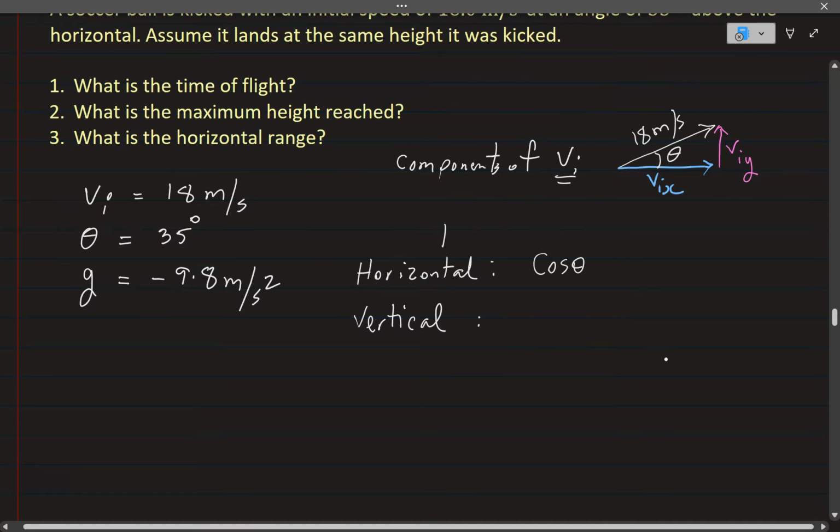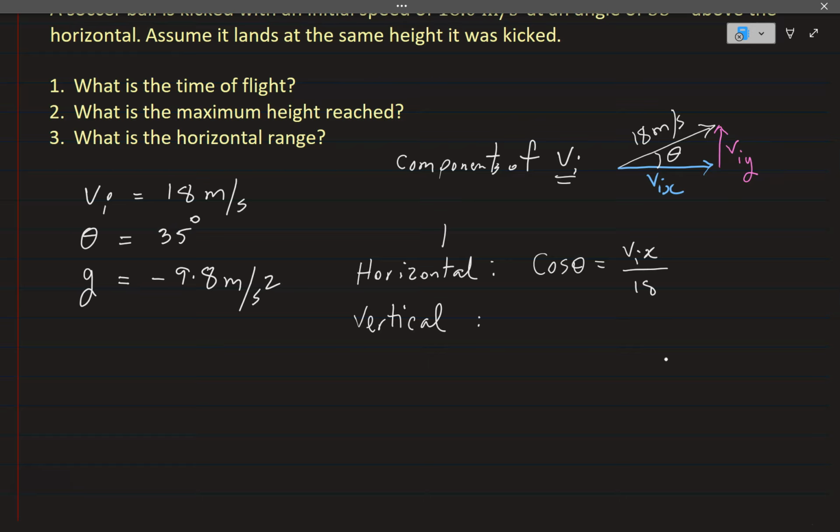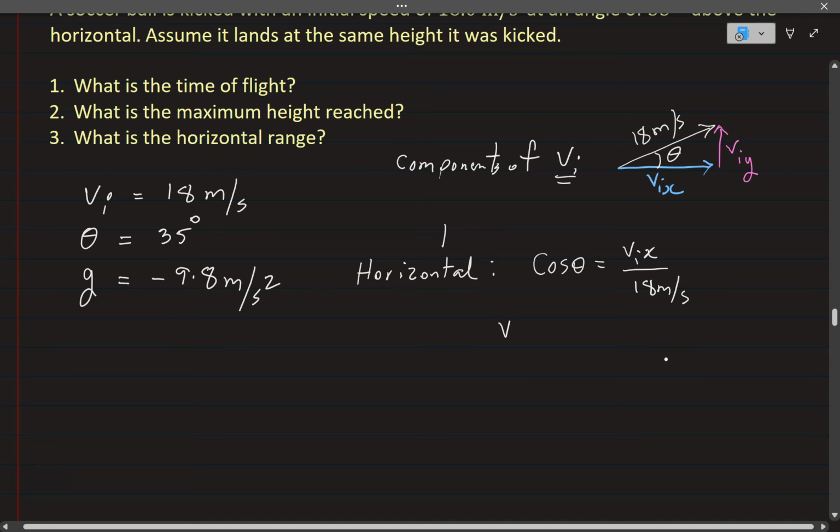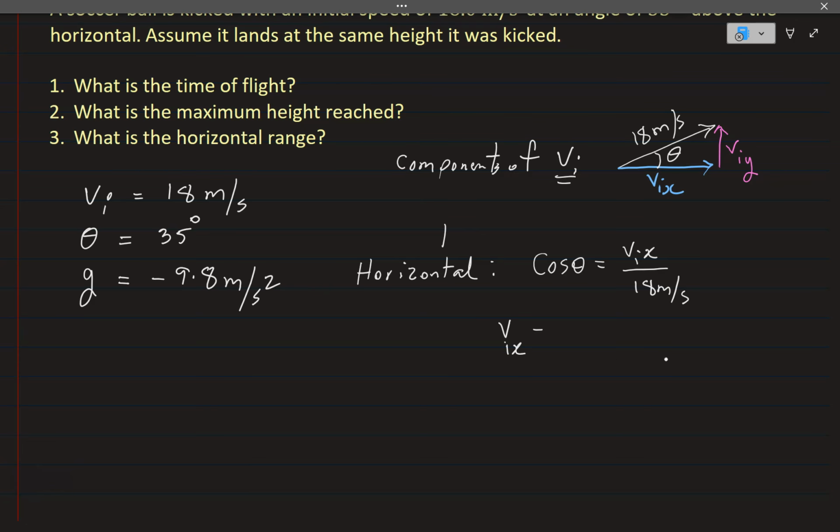So cos theta is equal to Vix divided by 18 meters per second. Okay, and by the way, we're solving for Vix. So Vix, which is the horizontal component of the velocity, is equal to 18 meters per second times the cos of theta, which is 35 degrees.